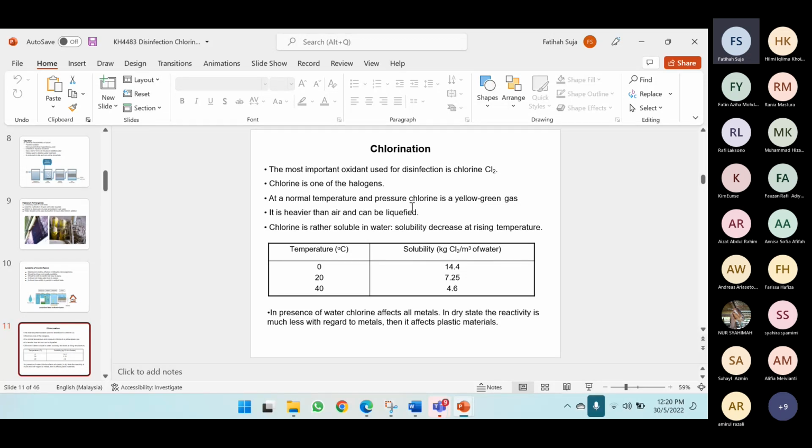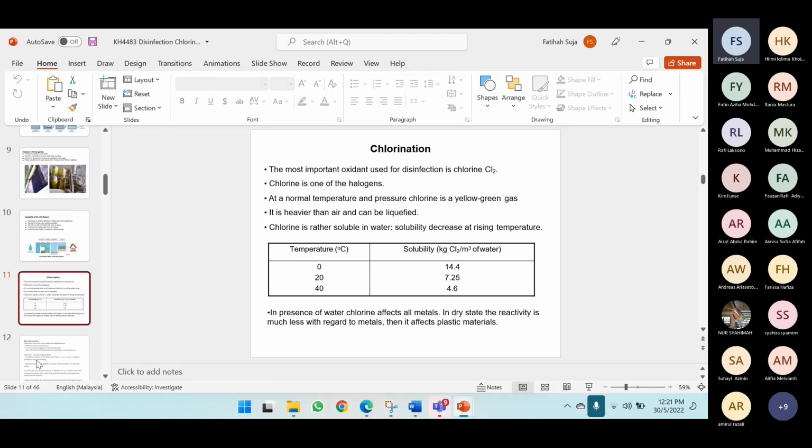At normal temperature and pressure, chlorine is a yellow-green gas. It is heavier than air and can be liquefied. Chlorine is rather soluble in water. Solubility decreases at rising temperature. Okay, you can see here, these are the characteristics of chlorine.